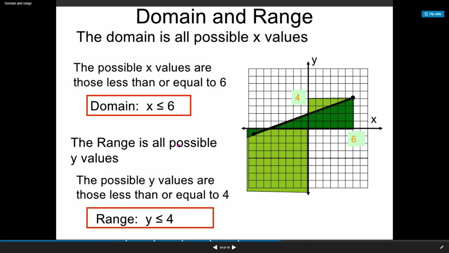Now the range are all the possible values of y. Now if we're going from where? -4. And we're going to go to infinity. So what we have to do is say 4, or y is less than or equal to 4.